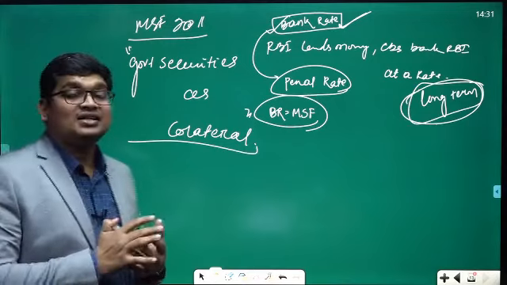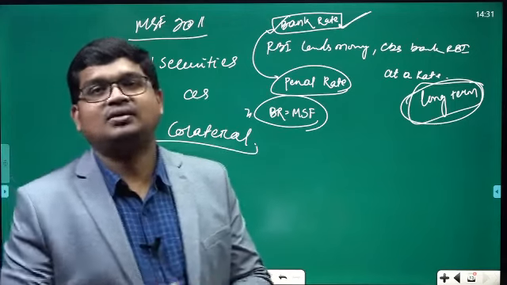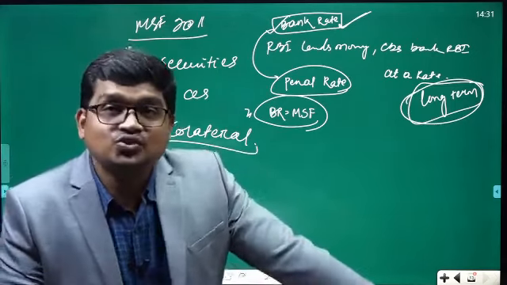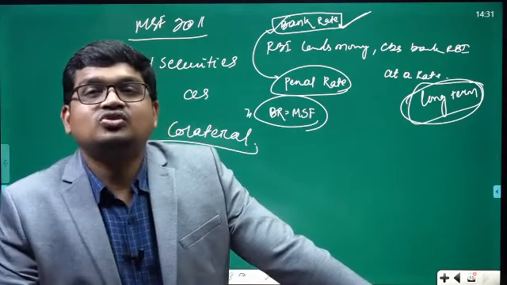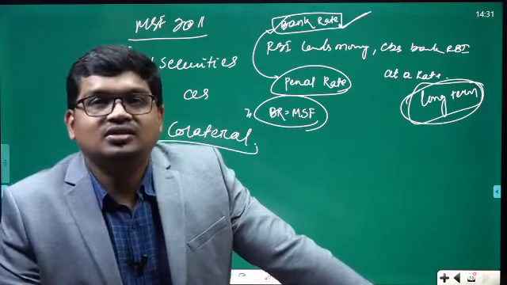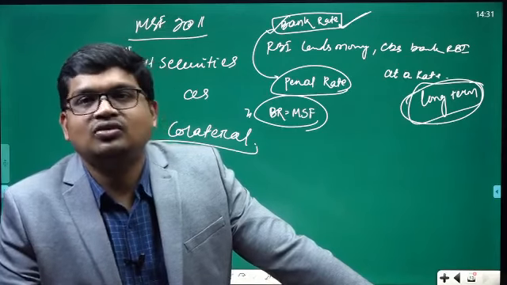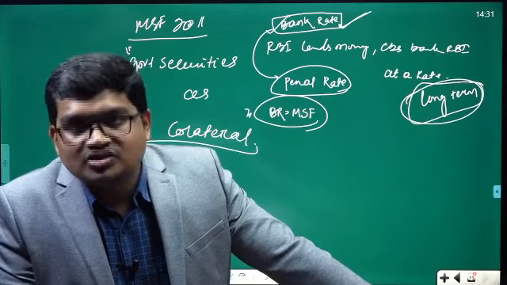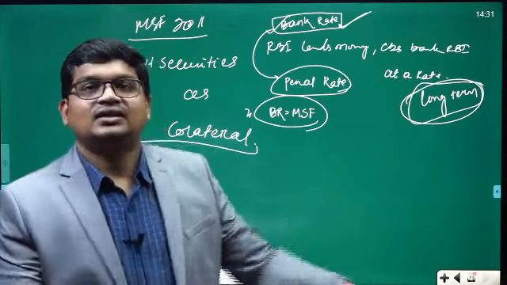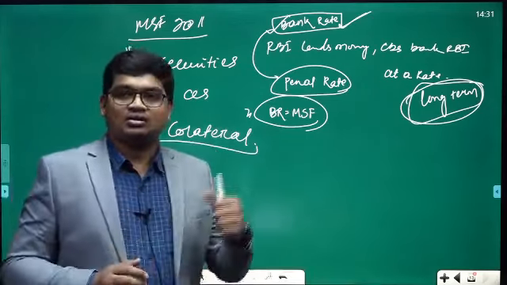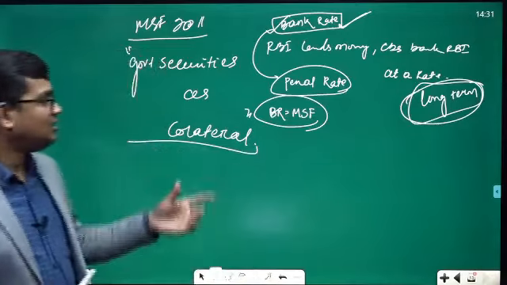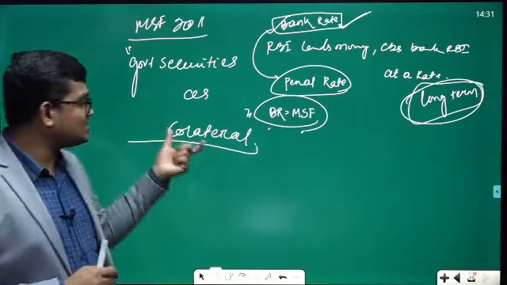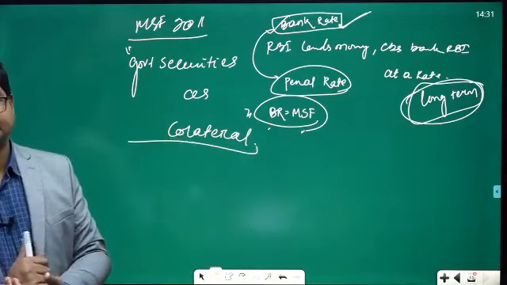Marginal standing facility is used by the commercial bank to borrow short term funds when the bank is running out of funds or facing a shortage of funds. Then commercial banks borrow money from the RBI at this MSF, which is equal to the bank rate, against these government securities.